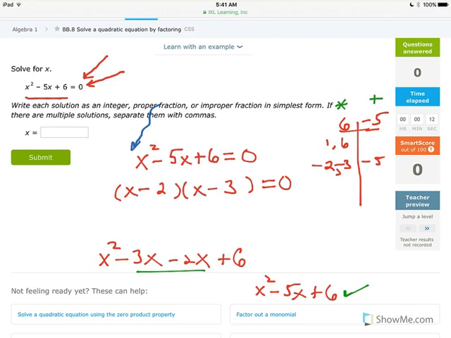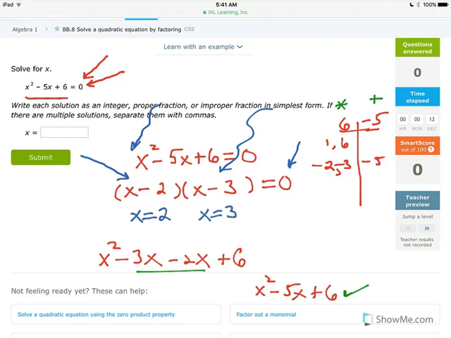So the first factor, x minus 2. How could x minus 2 be a value of 0? That makes the whole equation work out to be 0, because 0 times anything will be 0. x would have to be 2. That will be one of our solutions. And what about the second factor? What would x have to be to make that factor 0? x would have to be 3.